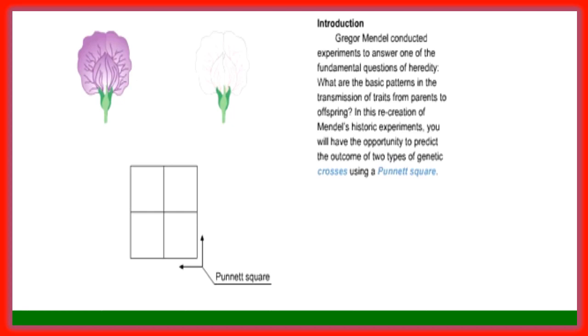Gregor Mendel conducted experiments to answer one of the fundamental questions of heredity. What are the basic patterns in the transmission of traits from parents to offspring? In this recreation of Mendel's historic experiments, you will have the opportunity to predict the outcome of two types of genetic crosses using a Punnett square.